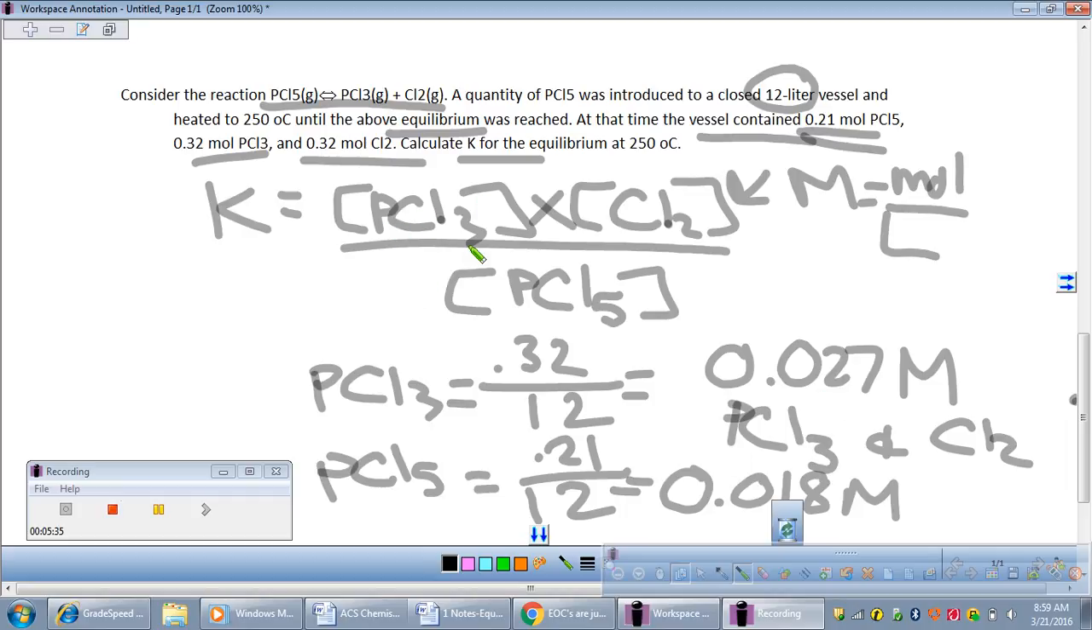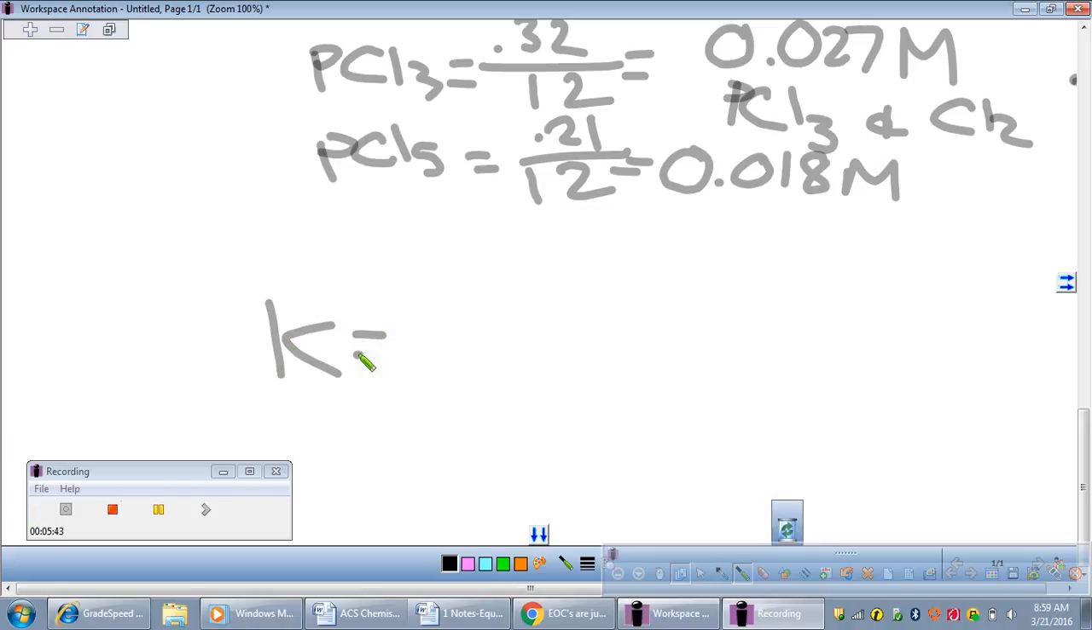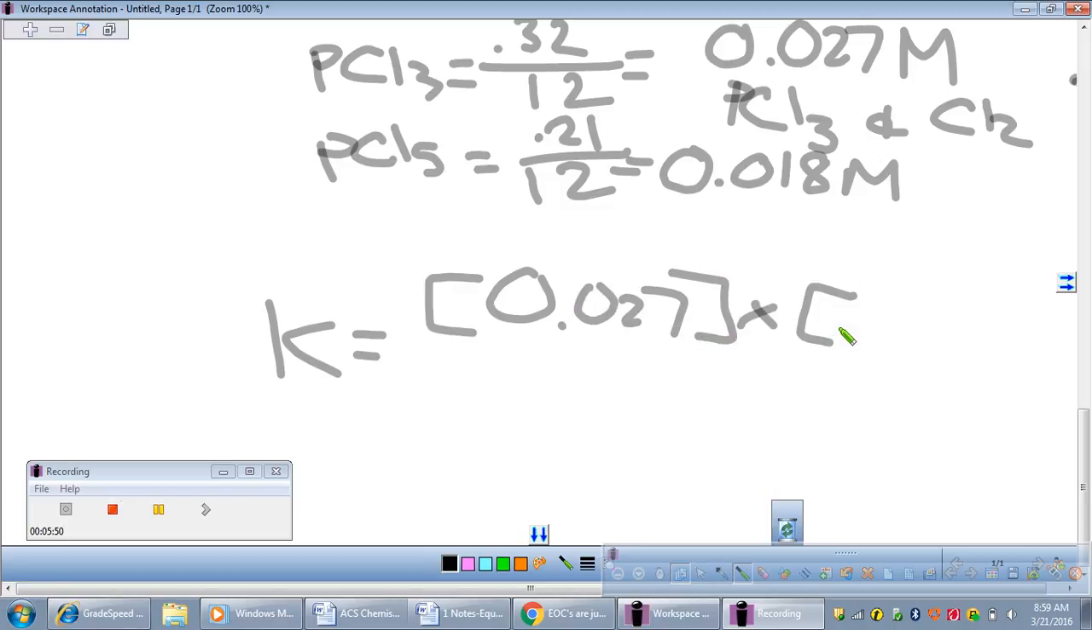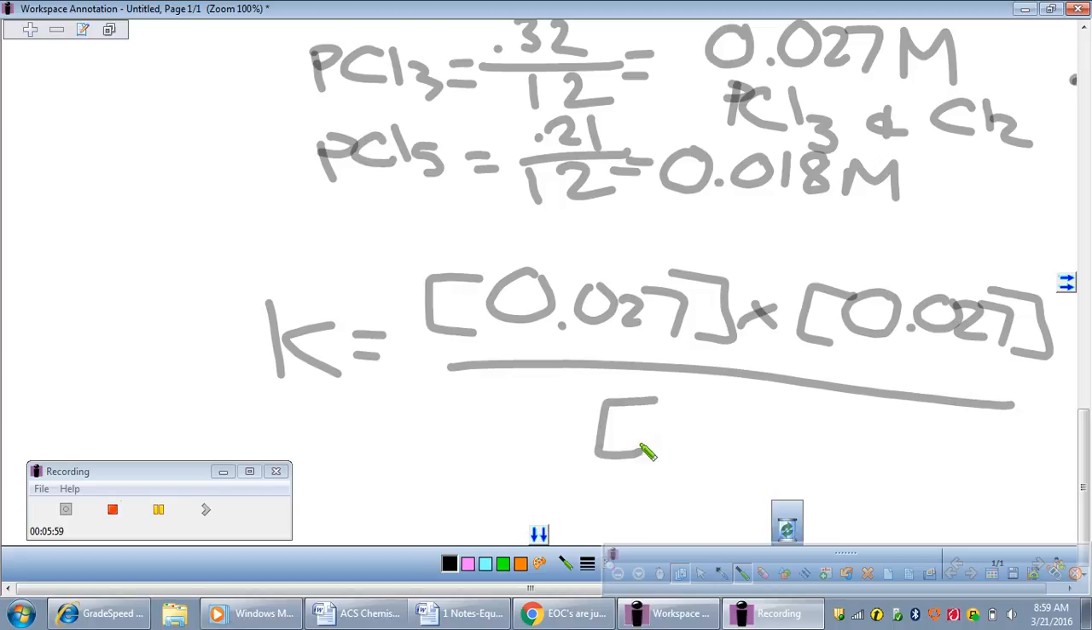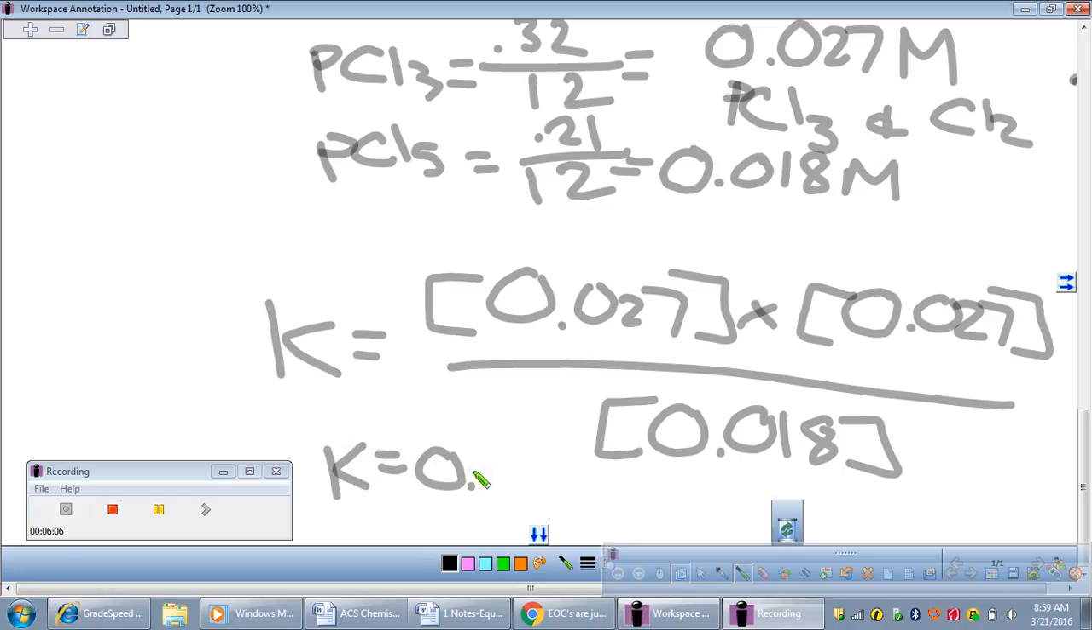I have my K expression set up, so I just plug in and solve for K. So K is equal to the molarity of the two products multiplied, because they both have a coefficient of 1, it's to the power of 1, so it's the same thing. And then divided by our concentration of our reactant. And when we plug that in, we get a K of 0.041. And K has no units because we are dividing by a bunch of molarities. Alright, that's it.